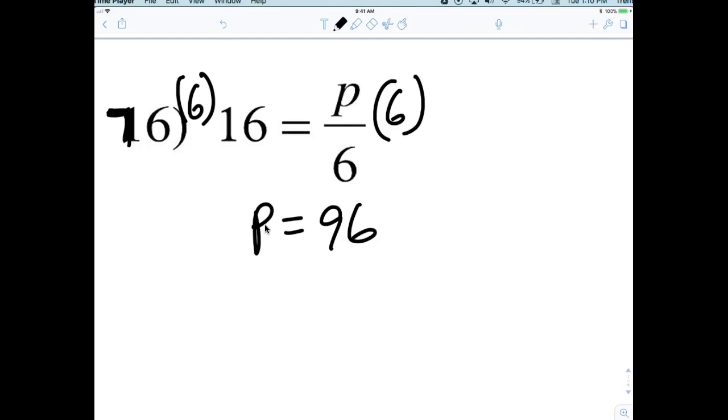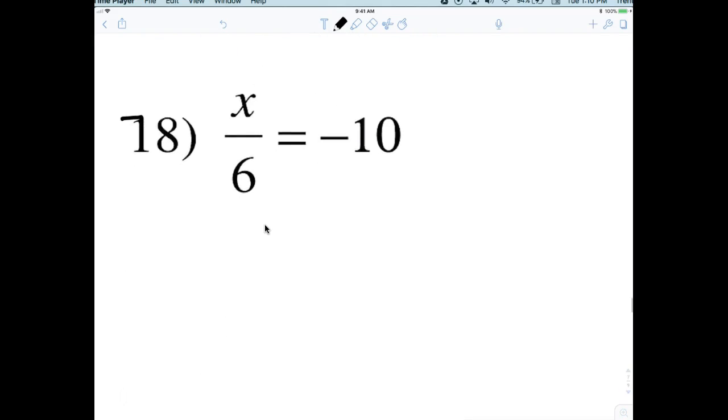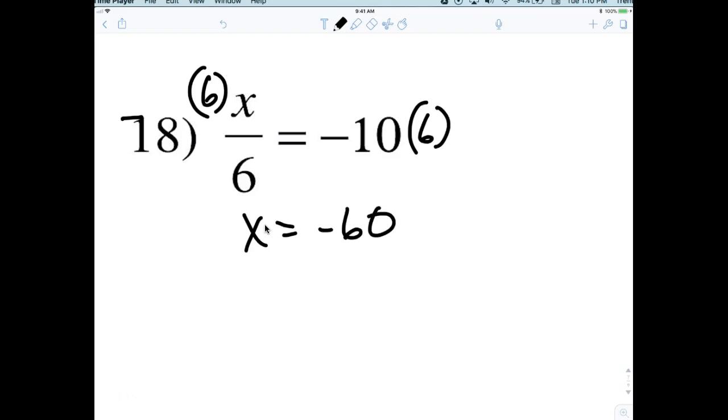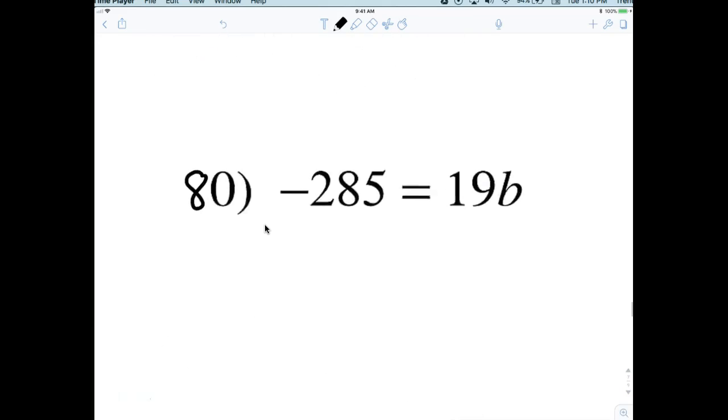I just do it so many times that eventually you just know. If you work it out, though, hopefully you see what I'm saying. Now to undo dividing, we're going to multiply both sides by 6. So x is equal to -60. X is equal to -60. Everybody good? All right, so now let's do 80.